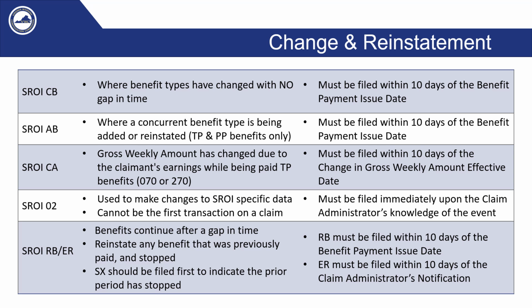The SROI RB and ER are used when benefits continue after a gap in time, to reinstate any benefit previously paid and stopped, or a new benefit after a full suspension. The SROI RB must be filed within 10 days of the benefit payment issue date, while the SROI ER must be filed within 10 days of the claim administrator's notification of the payment.